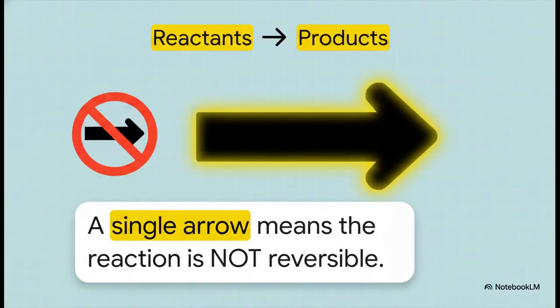Now, while we're looking at reaction equations, here is a huge, and I mean huge, exam key. If you see a single arrow instead of that double equilibrium arrow, it means the reaction predominantly proceeds in one direction. It is a one-way street, not reversible under those conditions. This usually indicates that something, like weak base ionization, is so slight it effectively only moves forward.